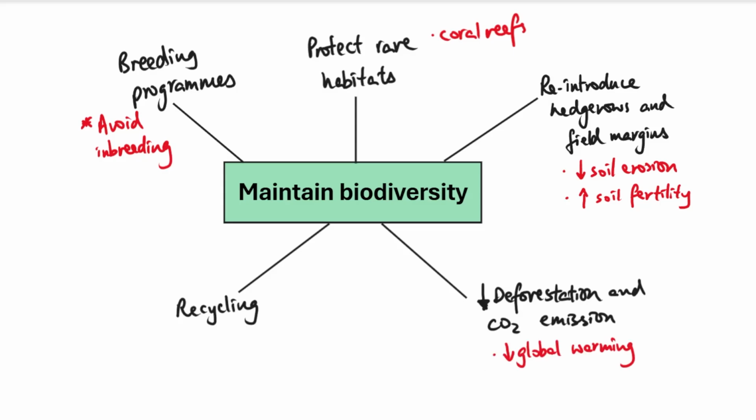Finally, we have recycling. In order to reduce the amount of waste products in the landfills, we can try to use more recyclable materials. Nowadays we obviously have well-established schemes of recycling cardboard, plastic, glass and cans. And the idea is, again, less waste in the landfills means less pollution, and that ultimately means fewer animals are dying. So these are the 5 ways to maintain biodiversity.